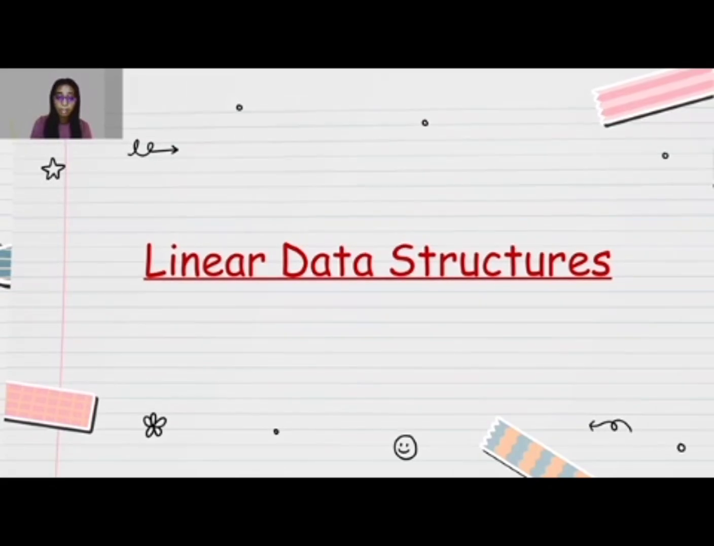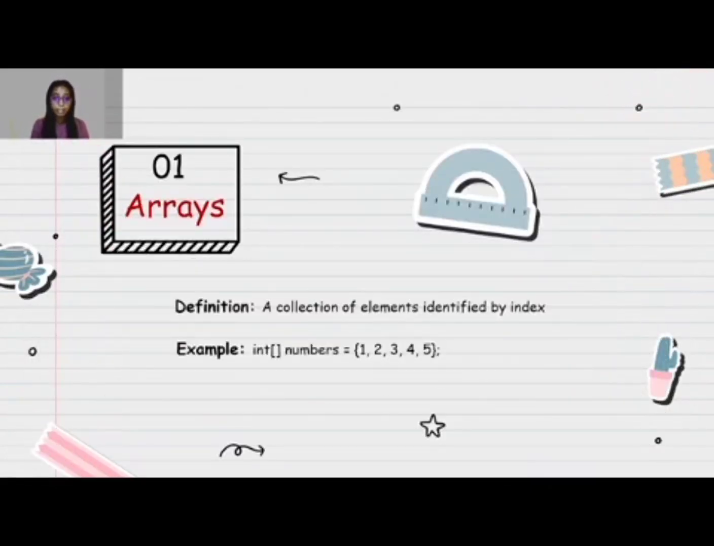First up, we have arrays. Think of an array as a row of lockers, each with its own unique number and contents. Arrays store elements in contiguous memory locations, making it easy to access any element by its index. In this diagram, each locker or array element is identified by an index number. For example, to access the third element, you just need to refer to its index, array[2].